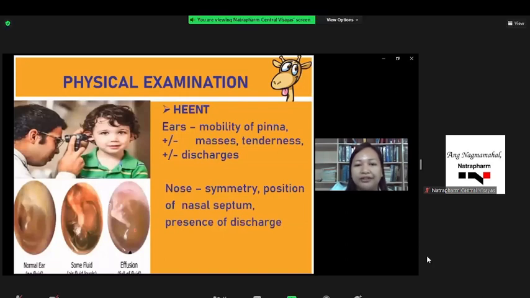Any discharge from the ear canal can be a result of otitis externa or chronic untreated otitis media. If the discharge is accompanied with perforation of the tympanic membrane, otitis media is highly considered. Discoloration in the form of ecchymosis over the mastoid area is called Battle sign, and this is associated with trauma and should be considered as an emergency. Examination of the nose should note the symmetry, position of the nasal septum, and the presence of discharge.